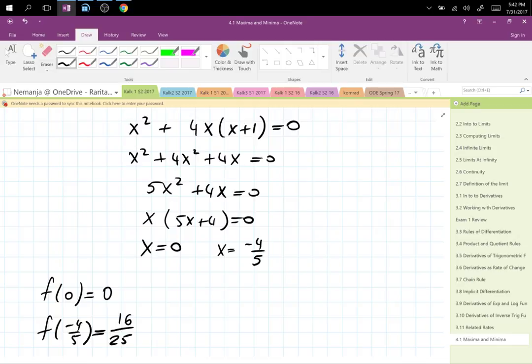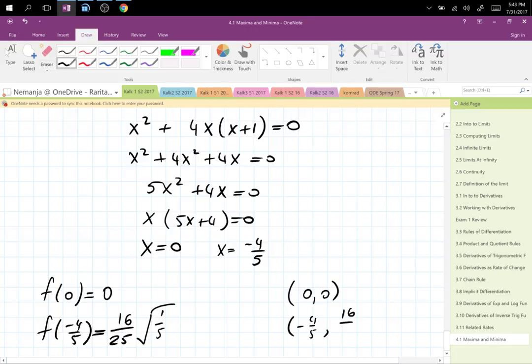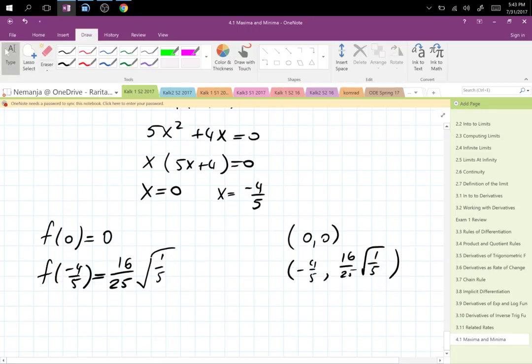And then we have x plus 1, which is the square root of 1/5. So the critical points are 0, 0, and -4/5, 16/25 times the square root of 1/5. Wonderful.